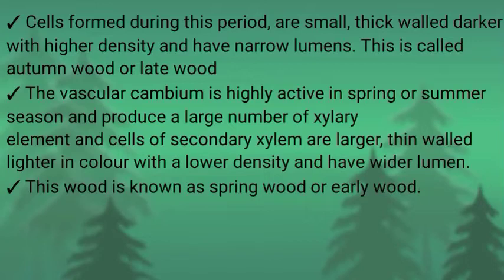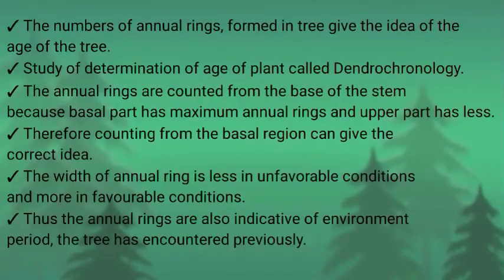The vascular cambium is highly active in spring or summer season and produces a large number of xylary elements, and cells of secondary xylem are larger, thin-walled, lighter in color, with a lower density and have wider lumens. This wood is known as spring wood or early wood. The number of annual rings formed in a tree gives an idea of the age of the tree. The study of determination of age of a plant is called dendrochronology.